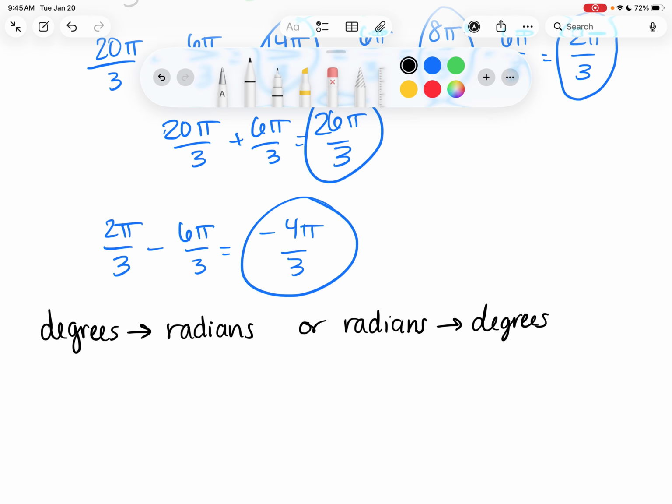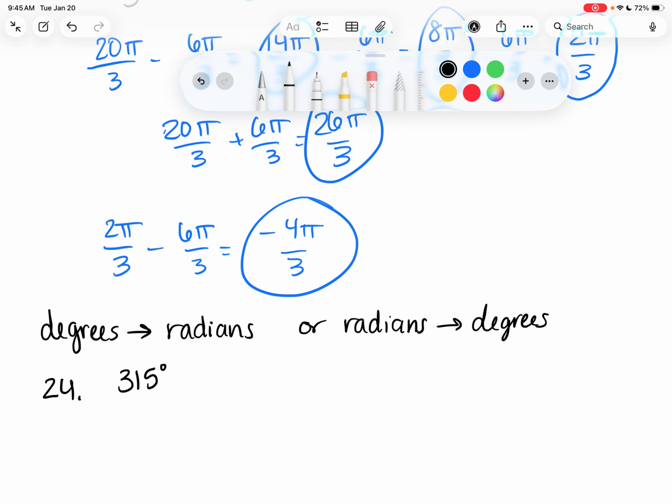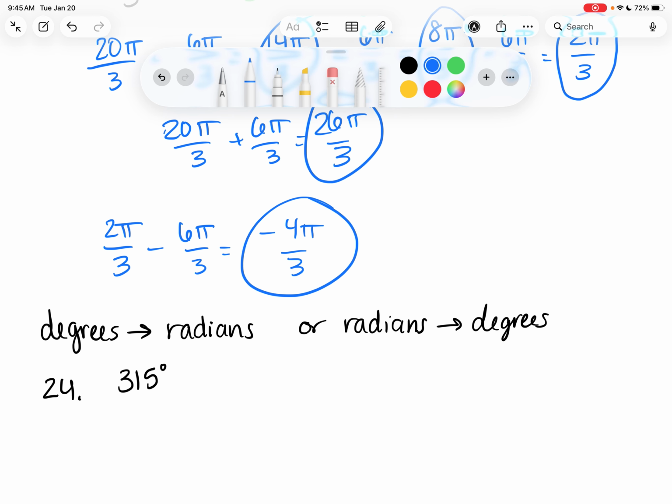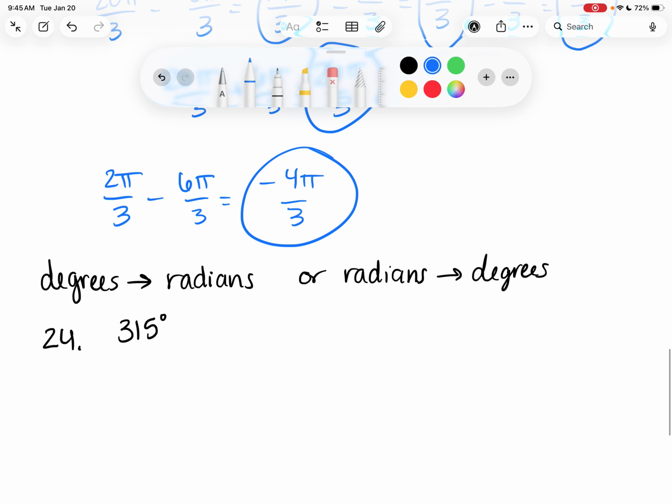So 24, we have 315 degrees. You should have had some conversion factors in your notes for degrees to radians, radians to degrees. I make a little T-chart to do this because it's just easier, but it's pi over 180 or 180 over pi depending on what we're dealing with. I need to cancel degrees, so that means I need those things opposite, so it's going to be pi over 180 because degrees cancel.